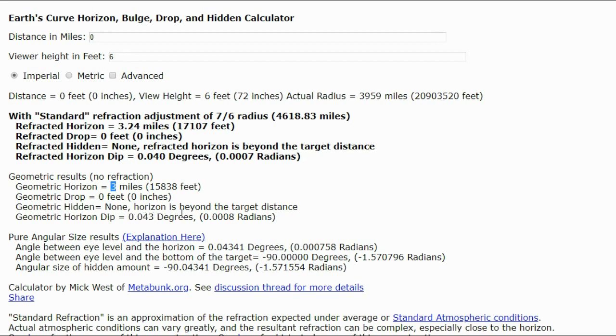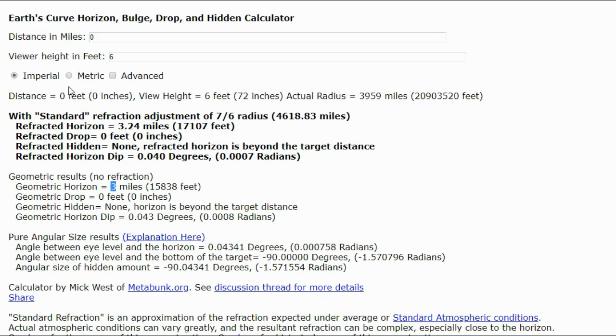0.043 degrees. In other words, you will not notice that from what I would say is perfectly flat, which would be 0 degrees. You will not notice that. The angle between the eye level and the horizon here we go again, is 0.043 degrees.